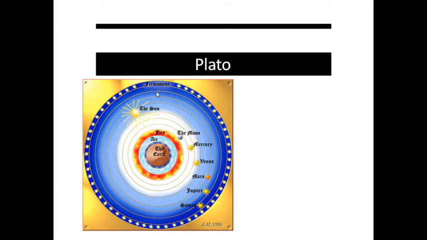And all the planets, even the sun, are moving around the Earth, but their orbit is perfectly circular. Okay, and this is the basic concept of Plato. But Plato was the first person who proposed and then established that the Earth is a sphere. This is a very remarkable contribution in the development of modern geography.